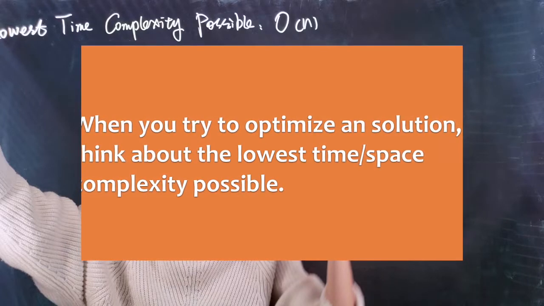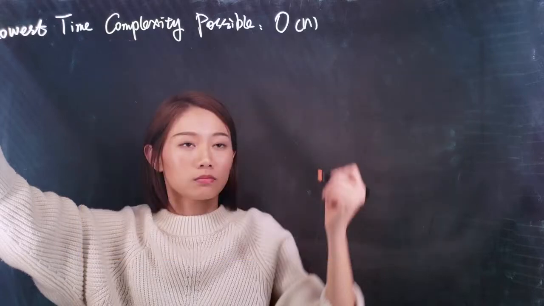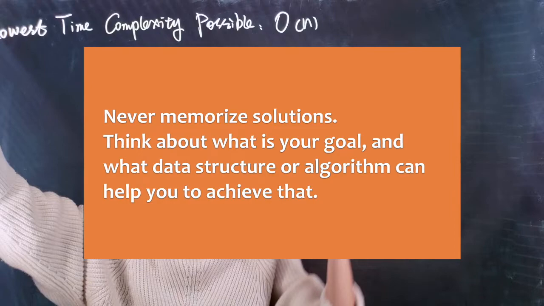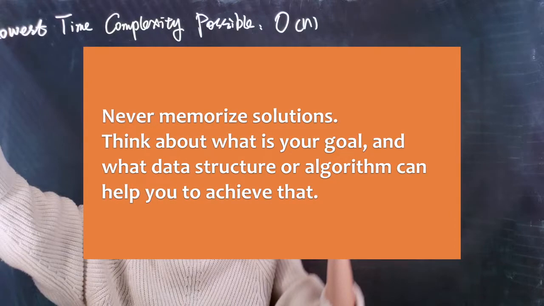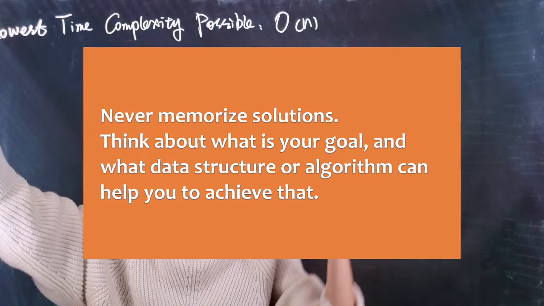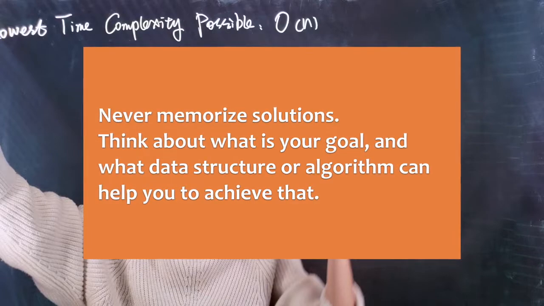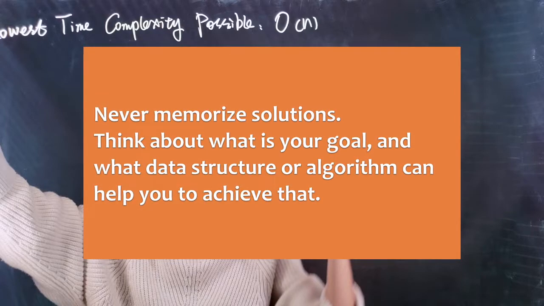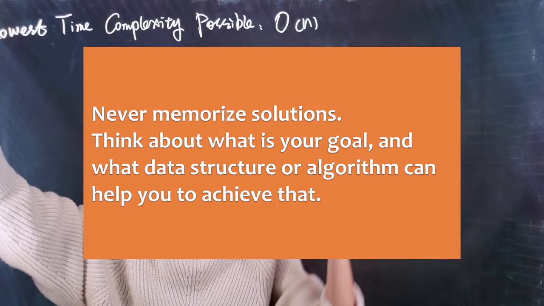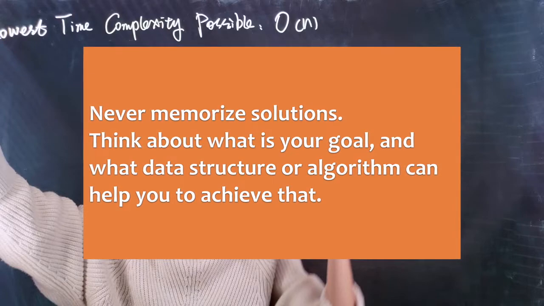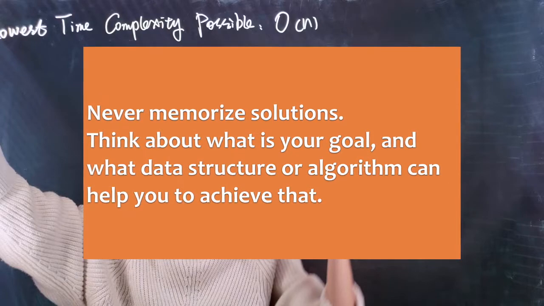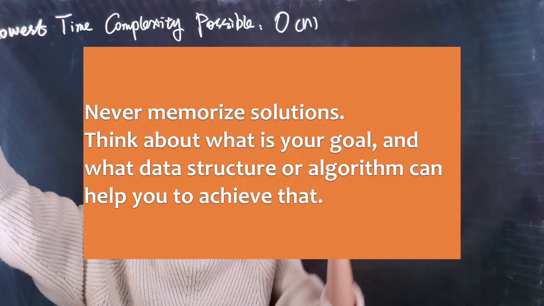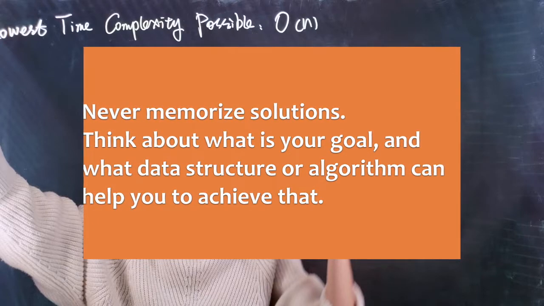What can help us to achieve this goal? A tip for solving problems: never memorize solutions. Think about what your goal is and what data structure or algorithm can help you to achieve that. So in this case, we want to lower our time complexity to O(n), but we have to go through every single element in the array, which takes O(n) time already.